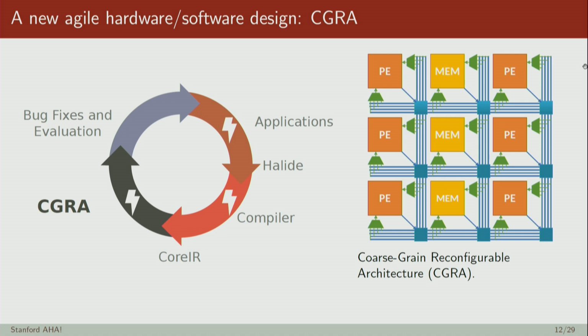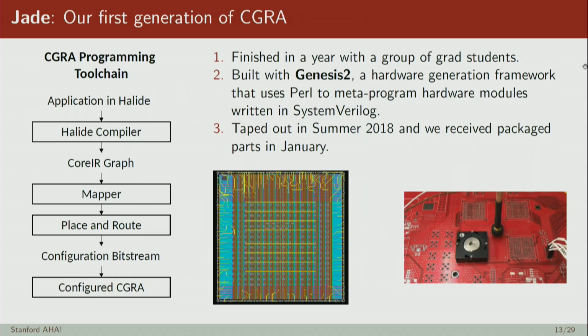Another benefit of choosing CGRA as our base design is that we can start from a very homogeneous CGRA and then slowly improve it to become more specialized and heterogeneous. So we went ahead and used these new methodologies to design our first generation chip, which we call Jade. If you look at the picture on the left, this is the application flow in the Jade chip. At the very beginning, we have an application written in Halide, and it gets compiled into a QIR data flow graph. And the graph was further mapped into CGRA primitives and placed and routed on our chip.